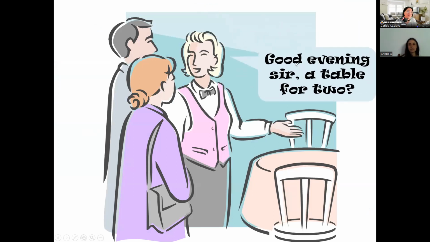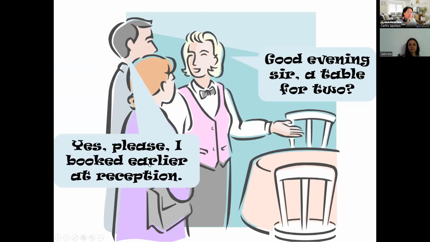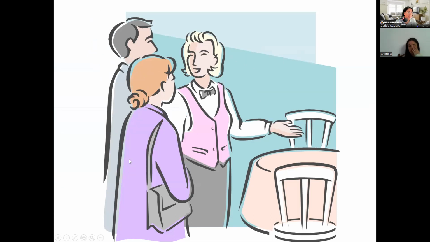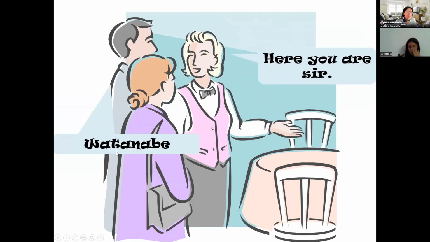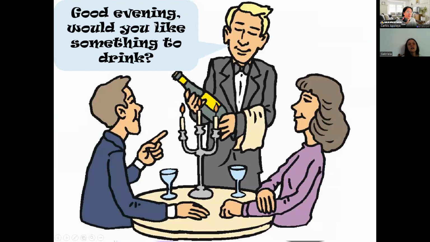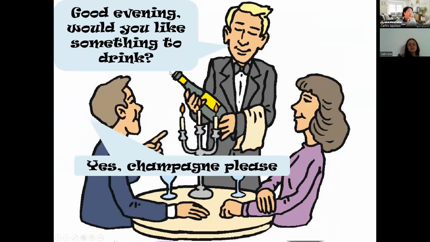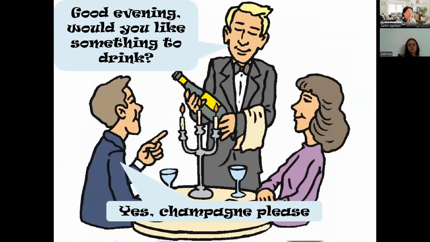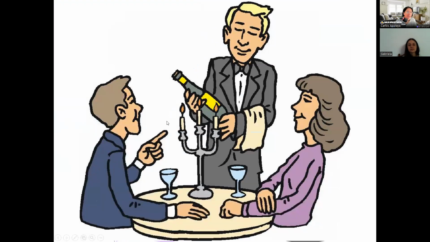And you always say, good evening, sir, a table for two, a table for three, a table for a party of three. Yes, please, I booked earlier at reception. Watanabe, here you are, sir. Here you are. And then you have good evening. Would you like anything to drink? Yes, champagne, please, etc.